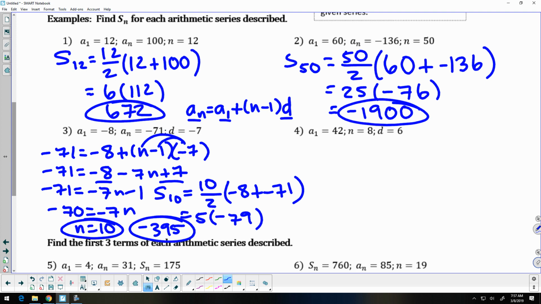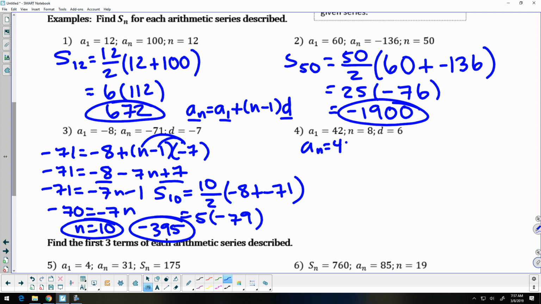Okay, so pretty much the same idea for the next problem too. So if you look at it, you have a sub 1, you have n, and you have D. What we don't know is a sub n, so we can't plug it directly into the new formula to find the sum, but plug these three items into the old one. So we're solving for a sub n.